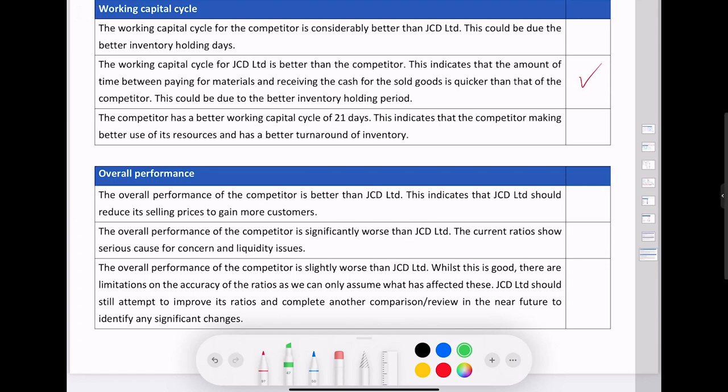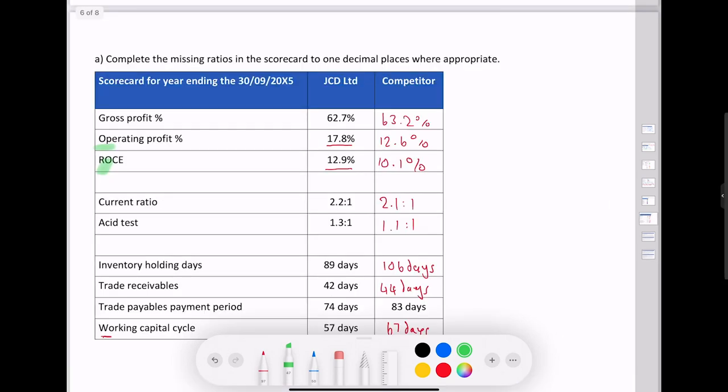The overall performance of the competitor is significantly worse than JCD. The current ratio shows serious concern for liquidity. Now, that is quite an extreme statement because for the competitor, both current ratio and acid test are over one. So I wouldn't say there's serious concern liquidity-wise. I would just say that it doesn't perform quite as well as JCD. So I would also say that one was false.